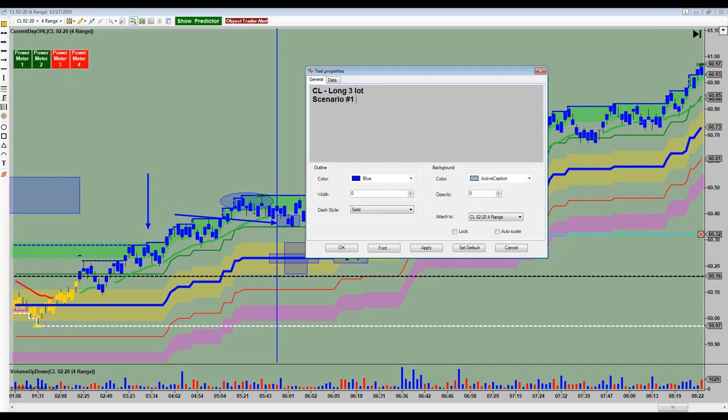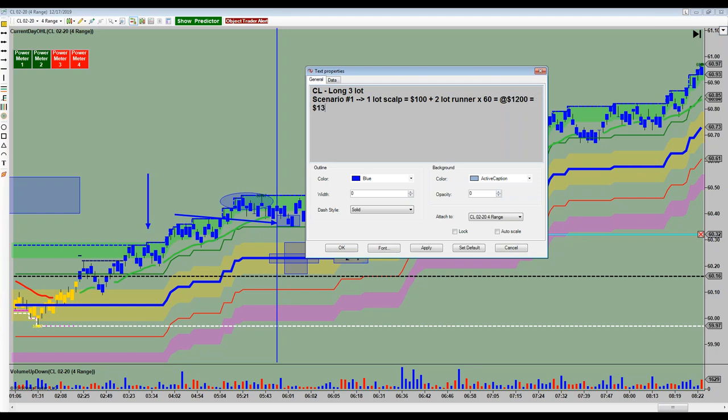Scenario number one is one lot scalp, which equals $100: 1 × 10 × 10, right? 10 ticks, 10 ticks, so that's 100. You made one bone on the scalp, plus 60 ticks on the two lot runner. Two times 60 is 120, which equals $1,200. So the total is $1,300. There's your answer.